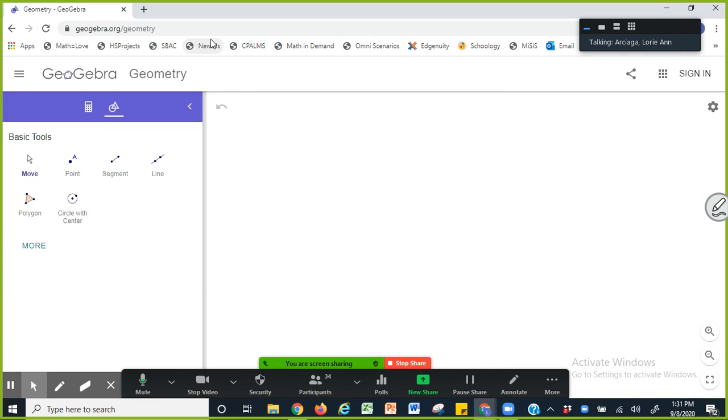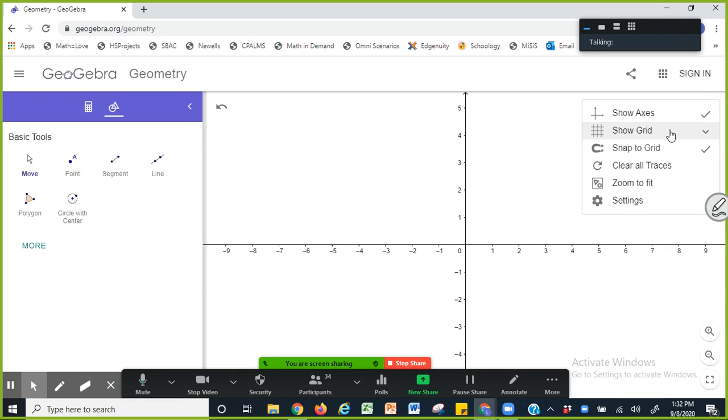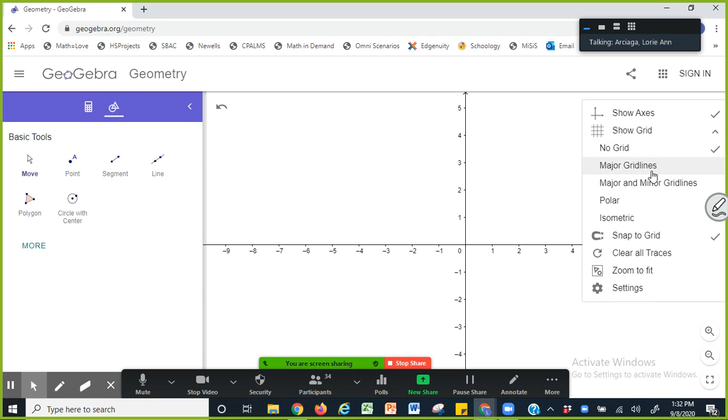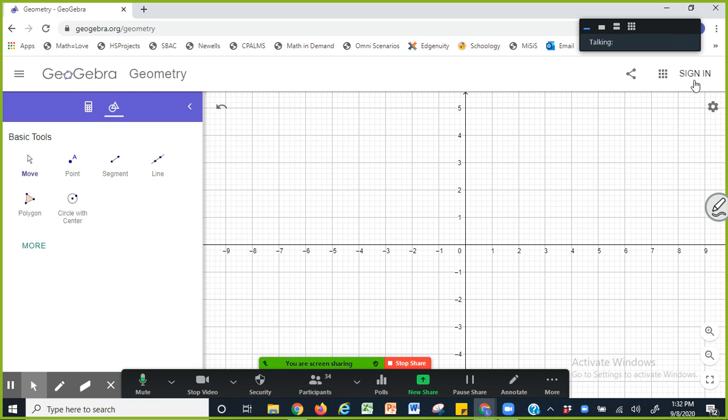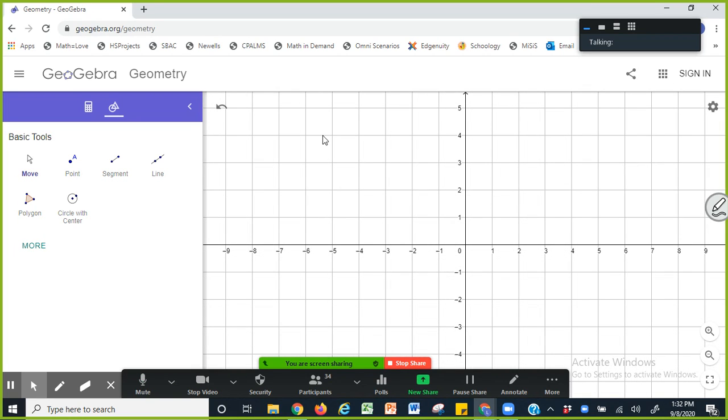All right. So go to geogebra.org/geometry. And we are going to draw a triangle with those vertices. So you remember how to show the axes? You go to the settings, show axes, show your grid if you want to. Major and minor if you want. That's too confusing. I'll just go major.